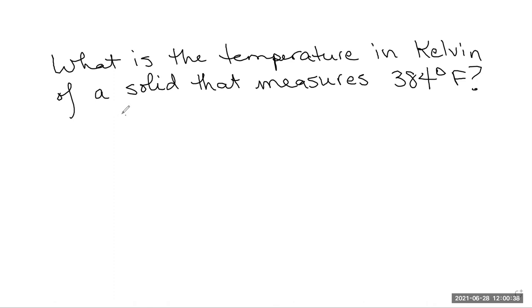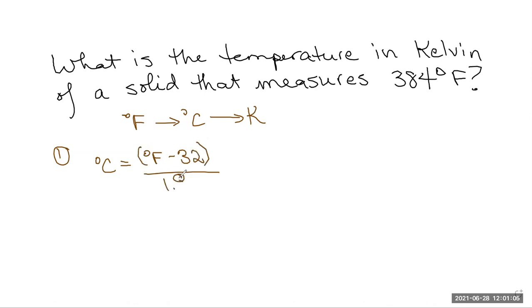So what we're going to do is we're going to go from Fahrenheit to Celsius and then to Kelvin. So this is going to be a two-step process. So step 1, Fahrenheit to Celsius. So we know that degrees Celsius is equal to degrees Fahrenheit minus 32 divided by 1.8. All right. So if we put in our values here, that's equal to 384 minus 32 over 1.8.